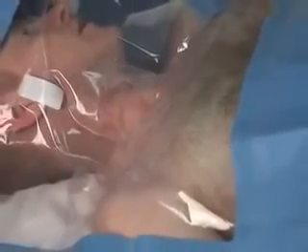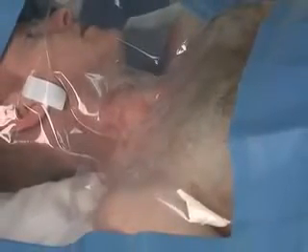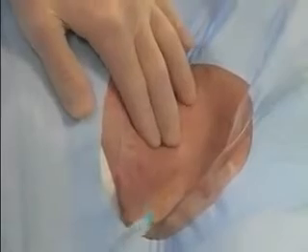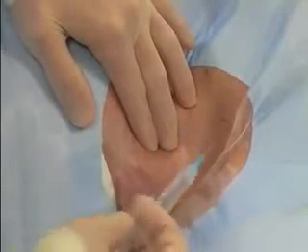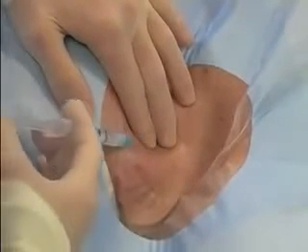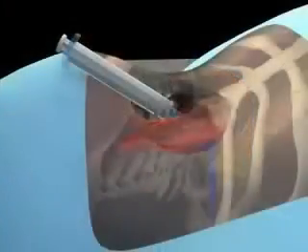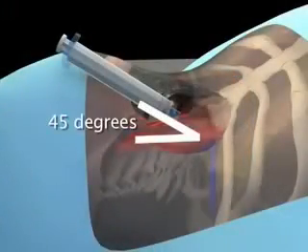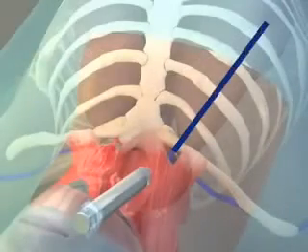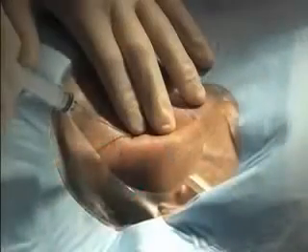In a patient who is awake or minimally sedated, the skin should be infiltrated with a local anesthetic, such as 1% lidocaine, with a 25-gauge needle to help minimize pain on insertion of the catheter. Using the insertion needle, approach the site at a 45-degree angle from the coronal plane, with the long axis of the needle directed toward the ipsilateral nipple.